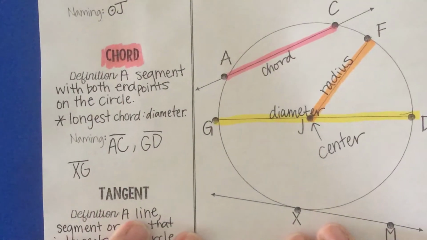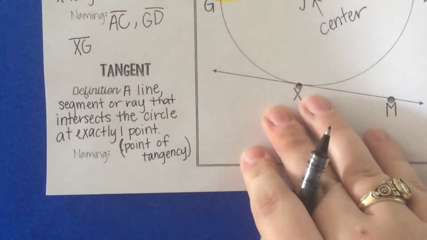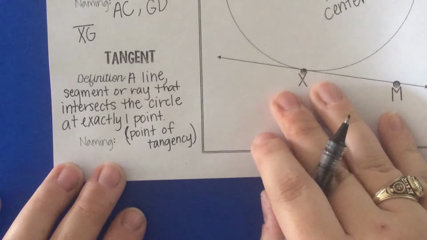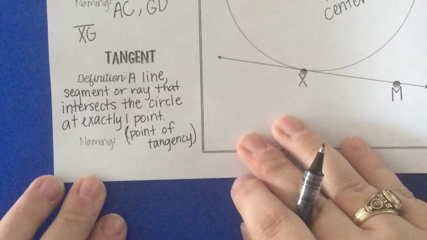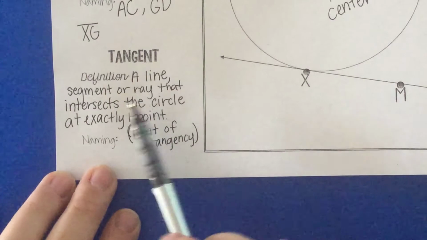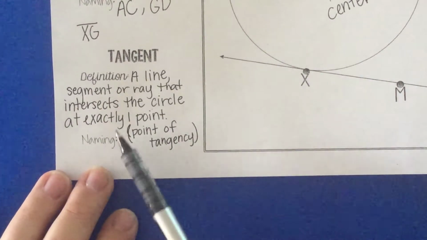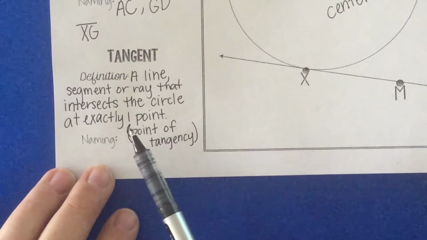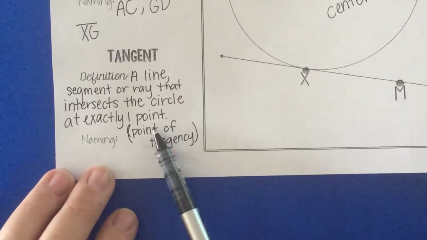Now, right underneath chord is our tangent. We've heard tangent before when we did trig ratios, and we're going to talk about tangent lines a little bit more, their relationship, and why they come up in trig ratios and all of that stuff a little later. So a tangent is a line, a segment, or a ray that intersects the circle at exactly 1 point. That means that it only touches the circle one place. That place is called a point of tangency.